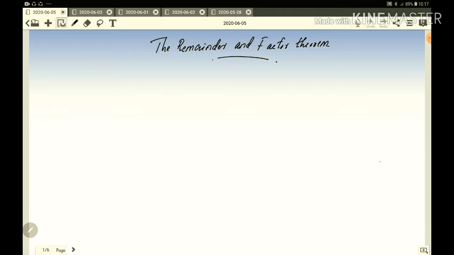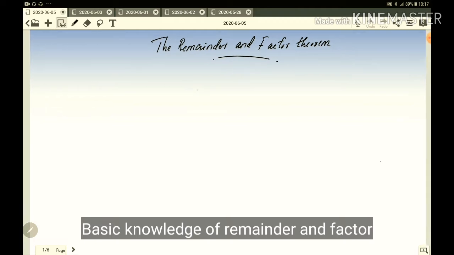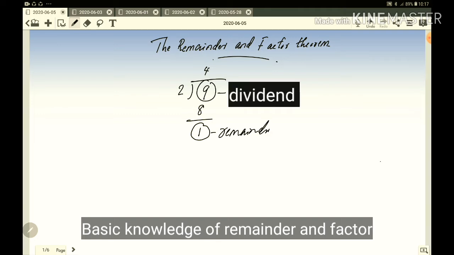When you divide a number, let me write the number 9. When I want to divide 9 by 2, how many times does 2 go into 9? 4 times. You all know that one. Then 4 times 2 is 8. You write it under 9, then subtract, and you will get 1. So this 1 is known as the remainder. Clear? Then this 9 is the dividend.